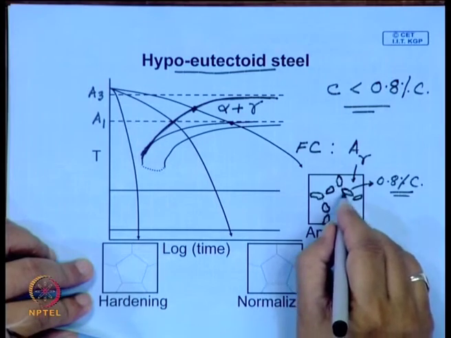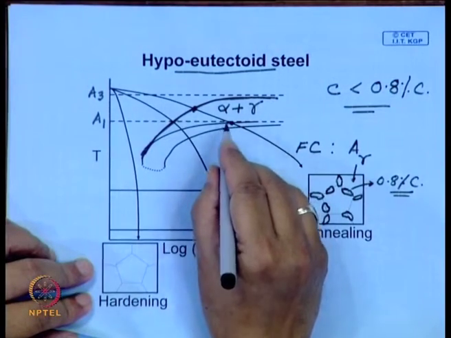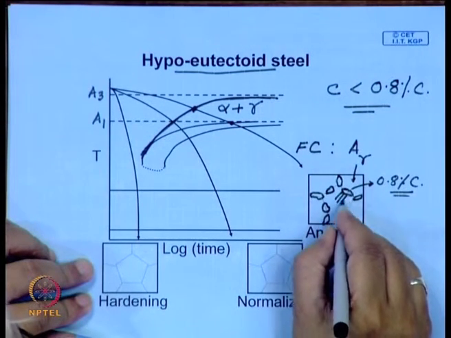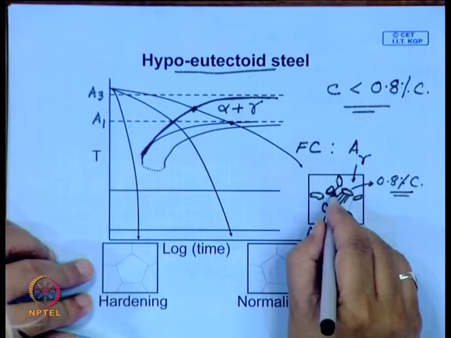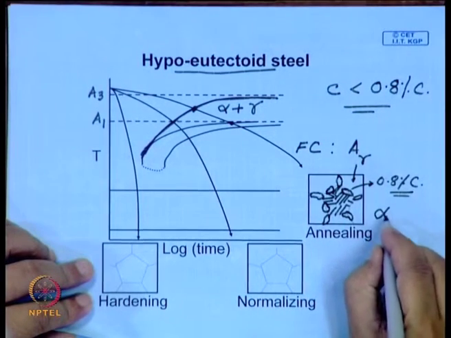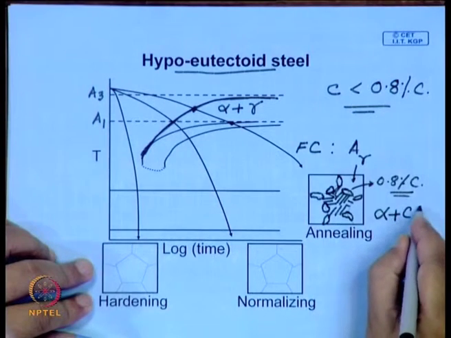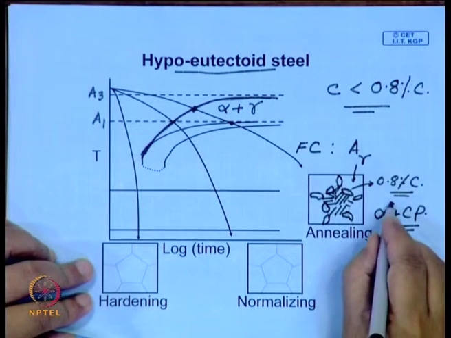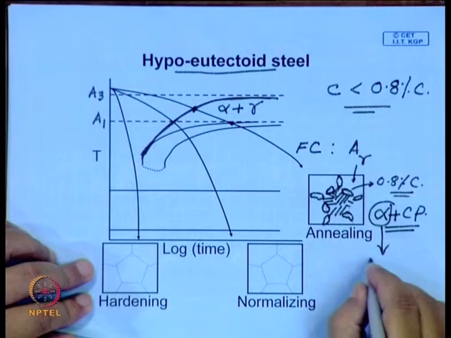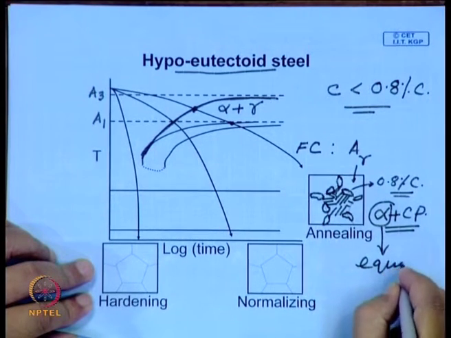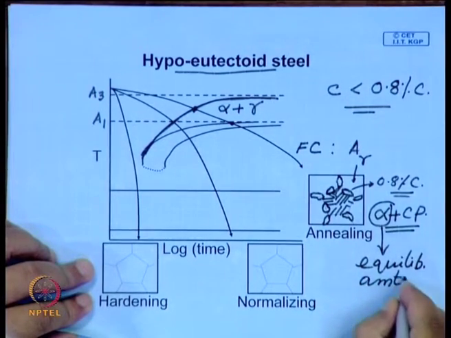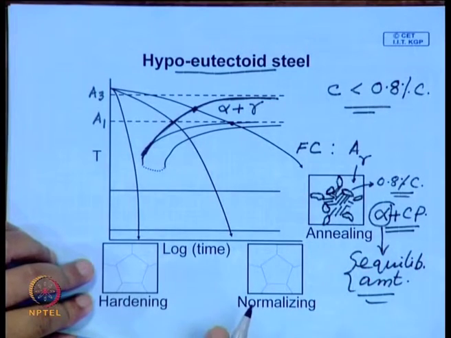And this is when pearlite nucleation starts, and pearlite nucleation here can also take place from here, and you will have these pearlite nodules forming. So, what we will have is proeutectoid ferrite plus coarse pearlite in the case of annealing, and since it is slow cooling, the amount of proeutectoid ferrite will approach the equilibrium amount as predicted by the phase diagram.